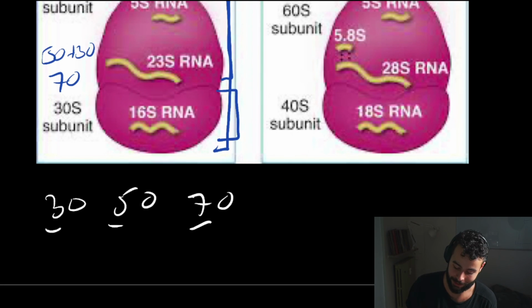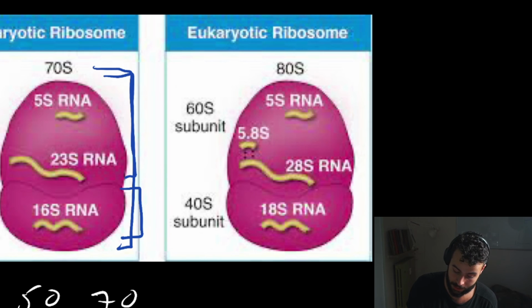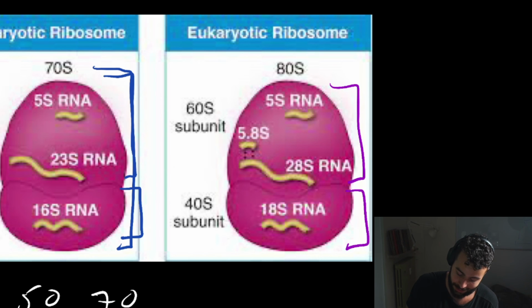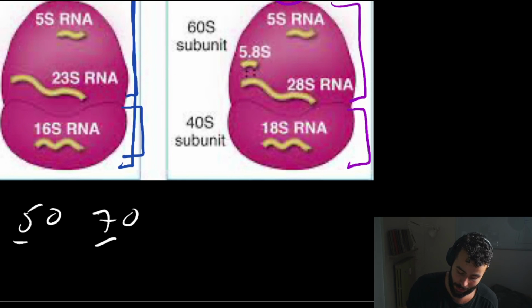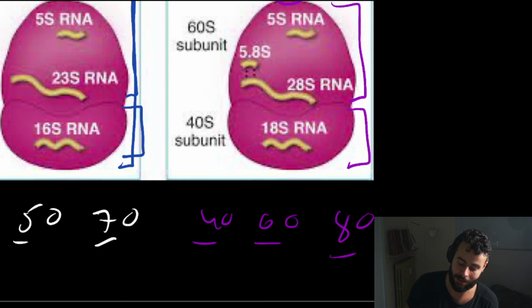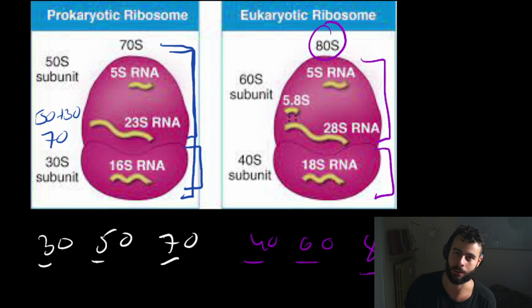So 3, 5, 7. Now eukaryotic cells are even numbers. They have a 60S subunit, they have a 40S subunit, and overall they have an 80S ribosomal size. This is how I remember it. It's 40, 60, 80, even numbers. And this is what you need to remember.